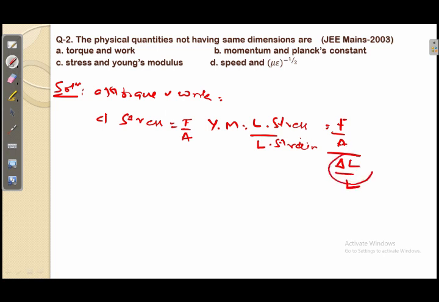This is longitudinal strain. This does not have any dimension, so this is a dimensionless quantity. So what remains is F by A. If you calculate the dimensions of these two quantities, the dimensions are the same, so option C is also wrong.